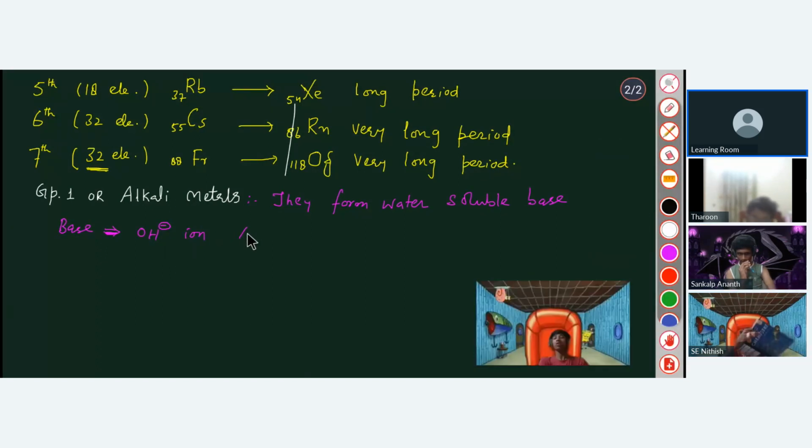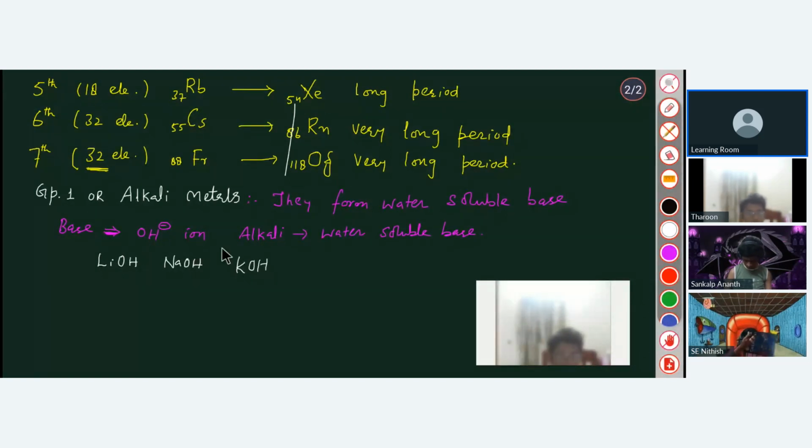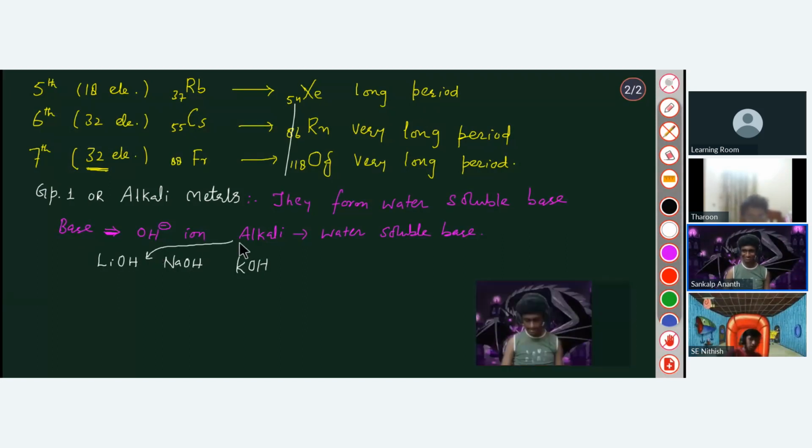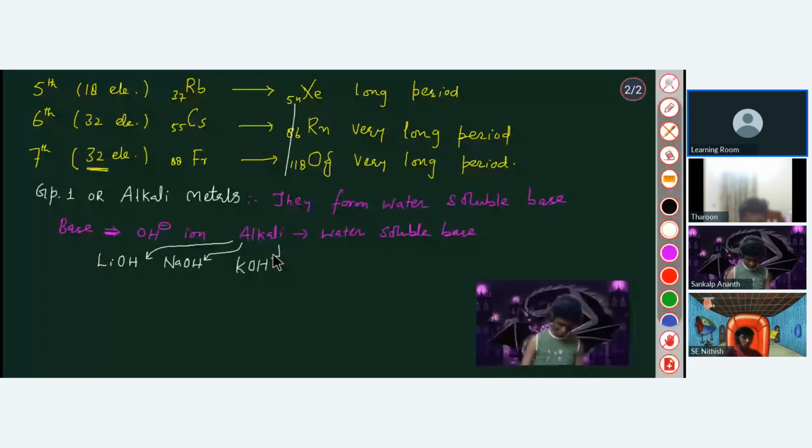You have to remember that an alkali is also a base, but it is a water soluble base. For example, in group first we have lithium. So lithium hydroxide, sodium hydroxide, potassium hydroxide, all these are your alkalis. Got it? NaOH, KOH, and LiOH are all alkalis.